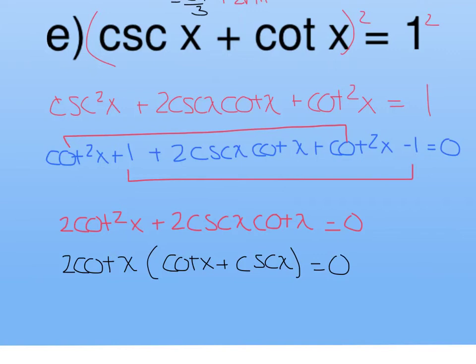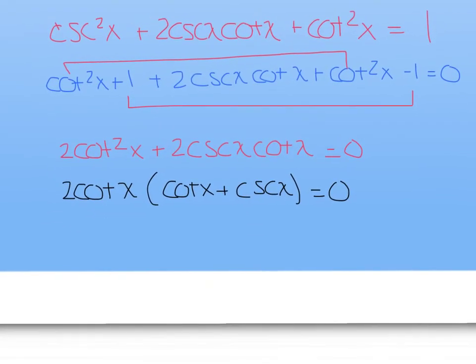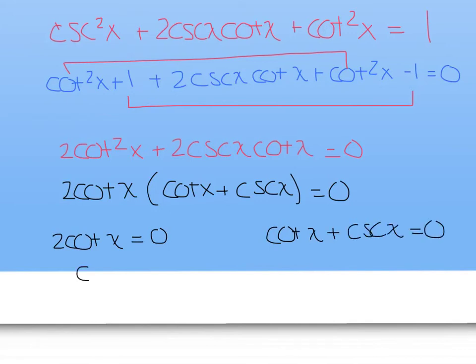So now finally that I have, and this says cotangent here, it looks like a plus sign. Now that I have the product of 2 terms, I could set them each equal to 0, and that's exactly what I want to do. So let's go ahead and do that. Here we get 2 cotangent x equals 0, and here I get cotangent x plus cosecant x equals 0. When I divide by 2, I still get cotangent x equals 0.